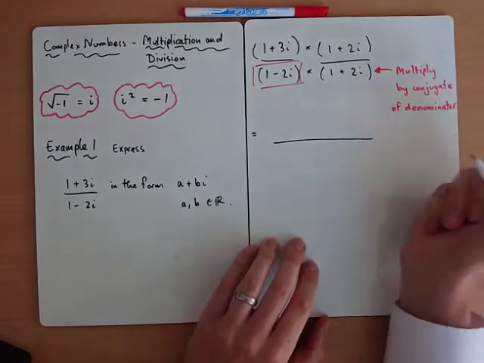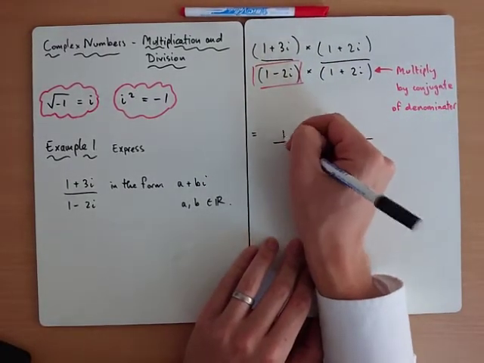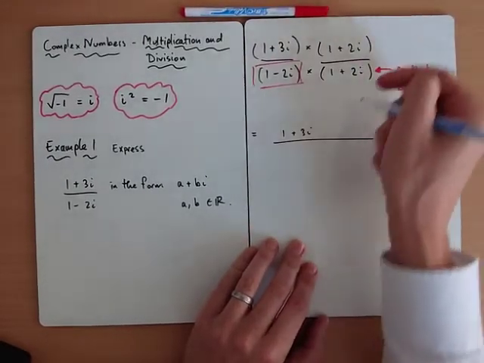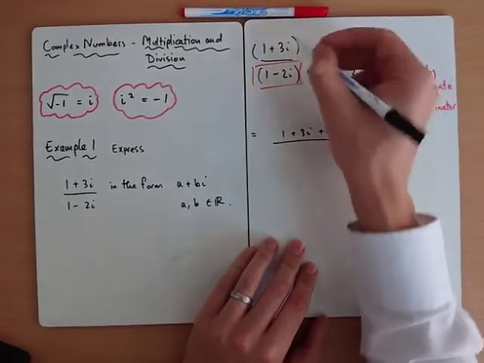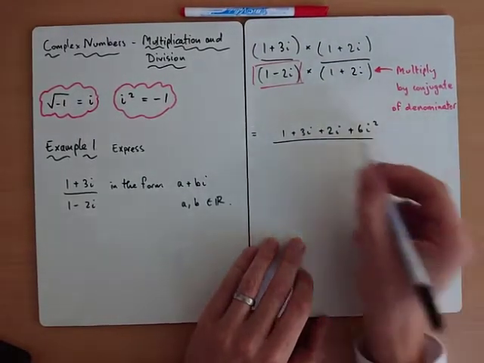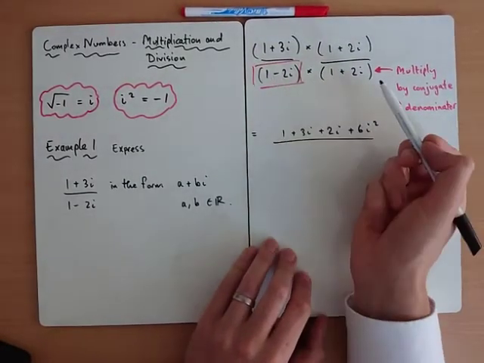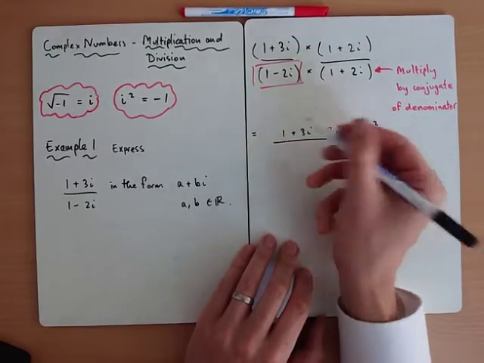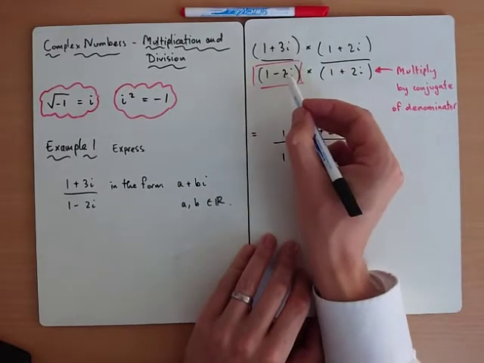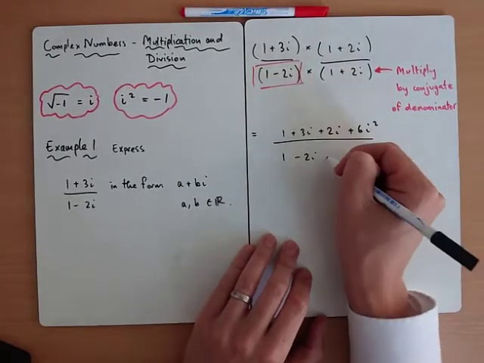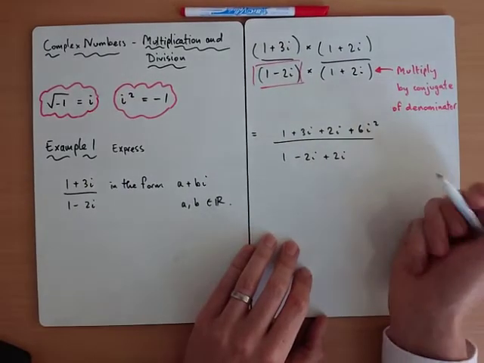Okay, so let's do the top first. 1 times 1, plus 3i, plus 2i, plus 6i squared. And on the bottom, you'll soon realise why we do this, by the way. So if you multiply the bottom, we get 1 times 1. We get minus 2i, and we get plus 2i, and they cancel.